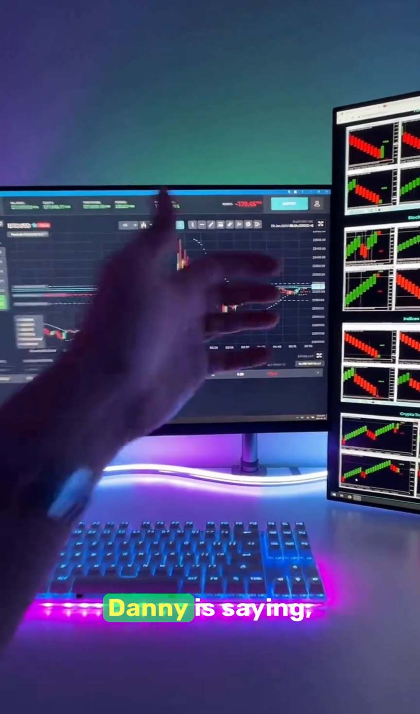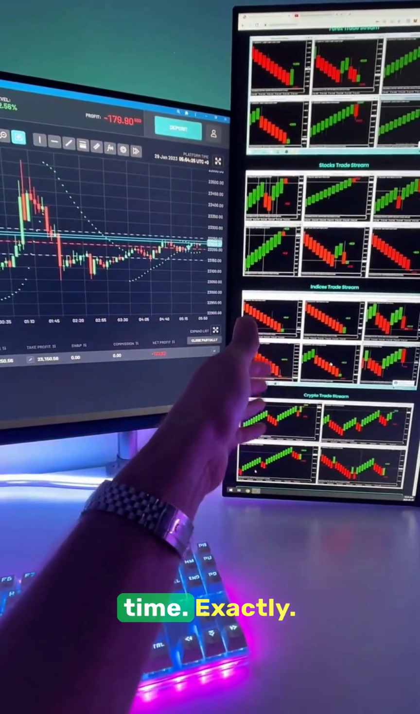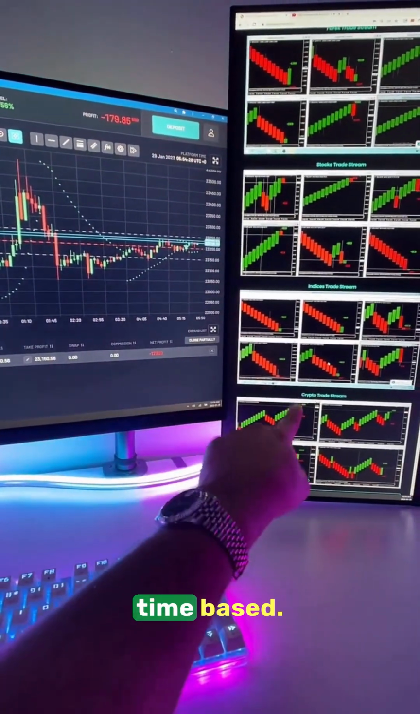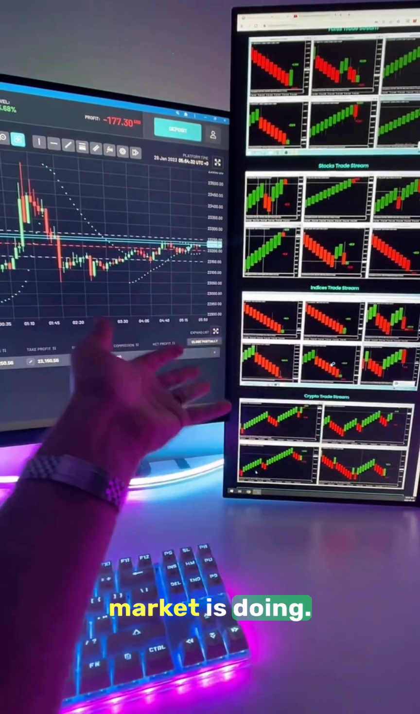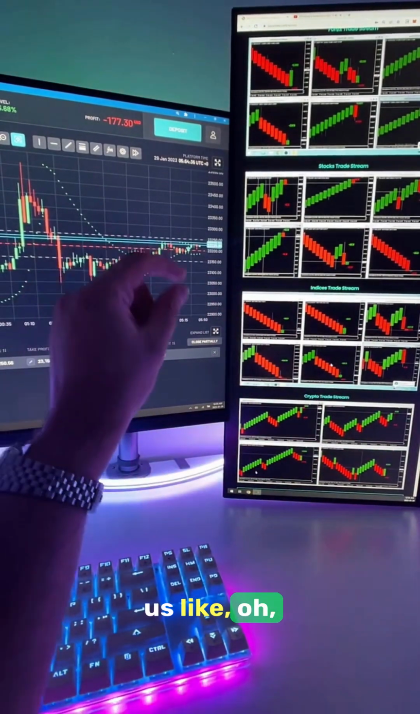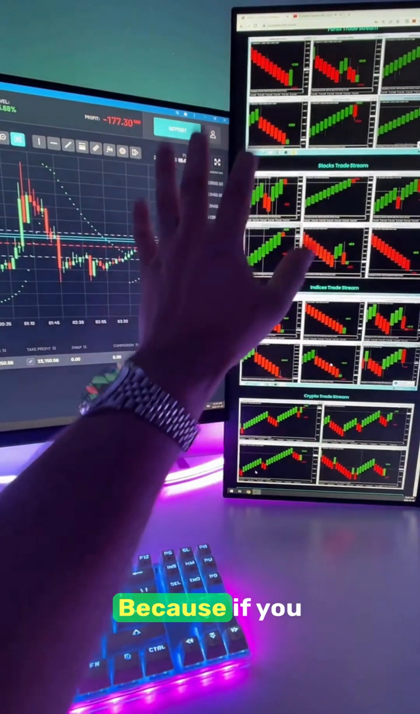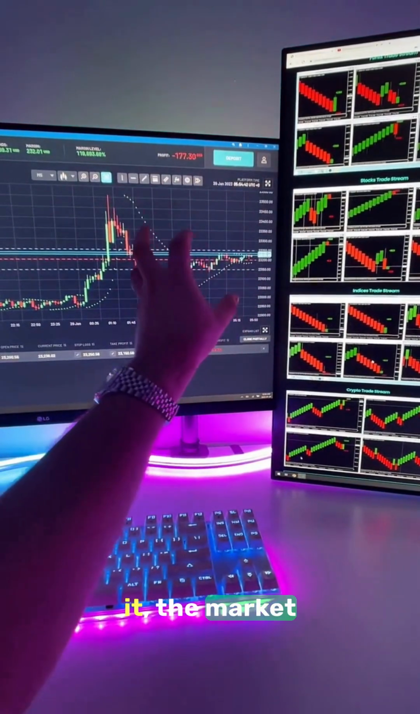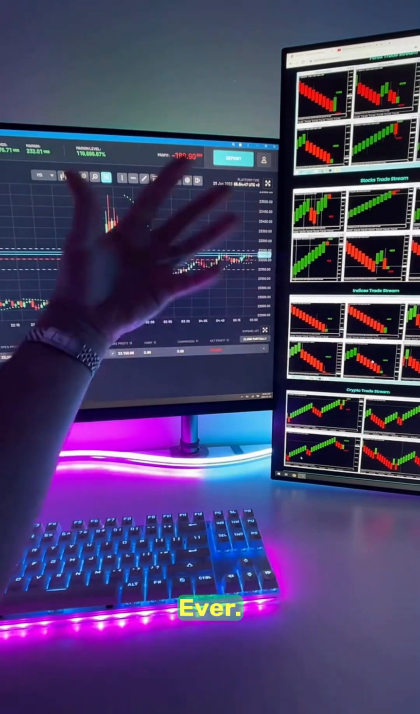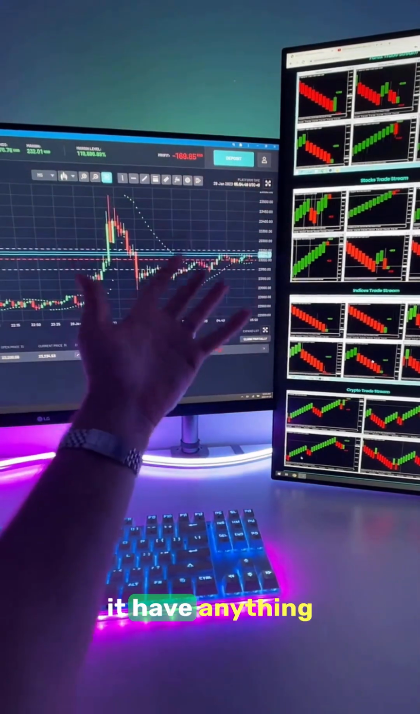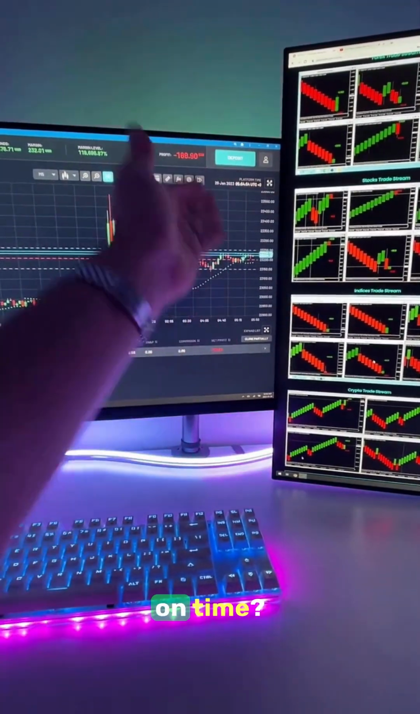Exactly. Danny is saying, if I understand the range bars, they just depict the trend without considering the time. Exactly. So they're not time-based, and what that does is it shows us exactly what the market is doing. It's not telling us, like, in these 5 minutes the market did this. No, that's noise, because if you really think about it, the market price has nothing to do with time at all, ever. So why would we analyze candles that are based on time?